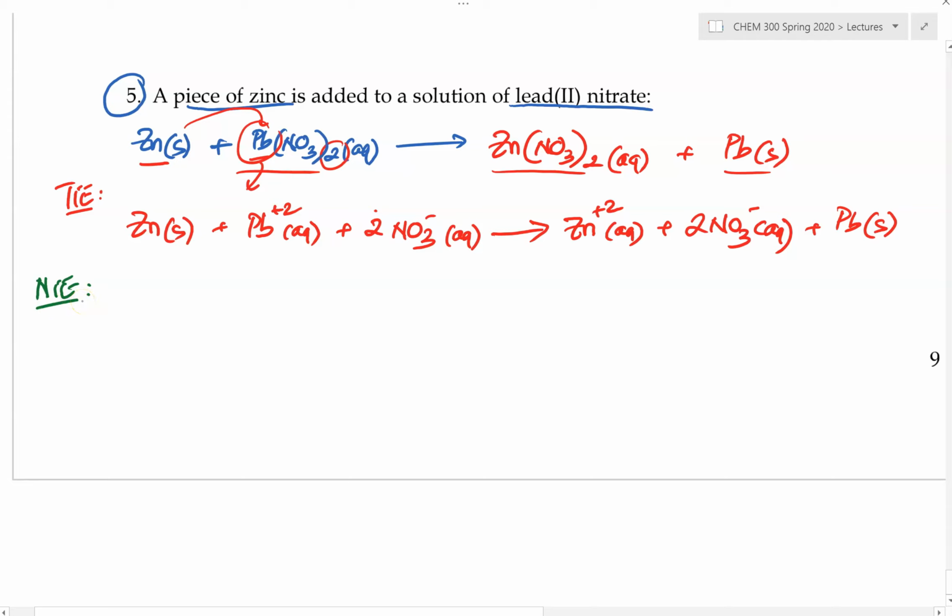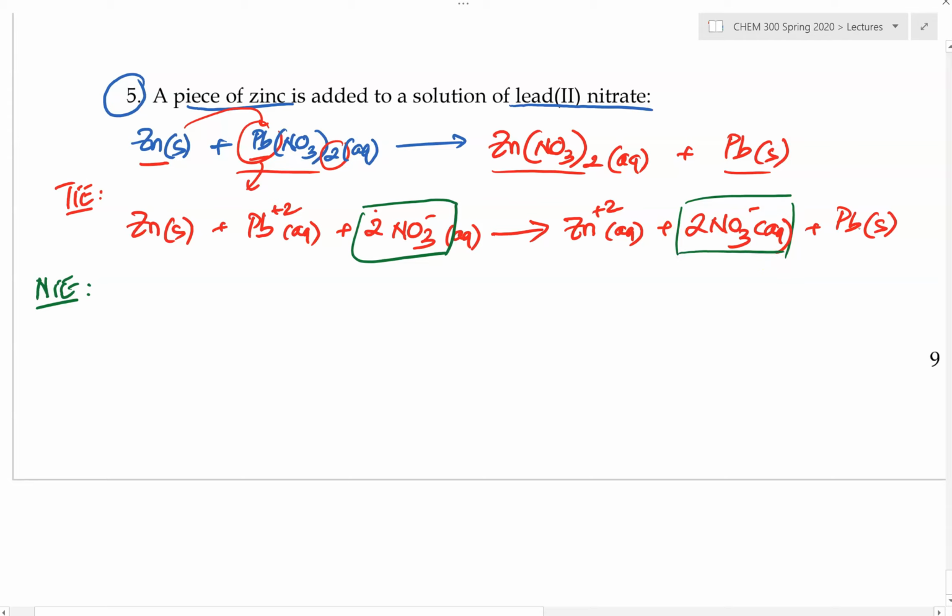To write the NIE, we need to identify and remove the spectator ions. So are there any spectator ions here in this reaction? And the answer is yes. So first we have the nitrate. We have 2 nitrate on the reactant side, and 2 nitrate on the product side. So that is a spectator ion.